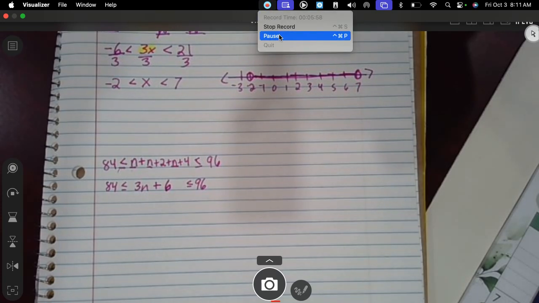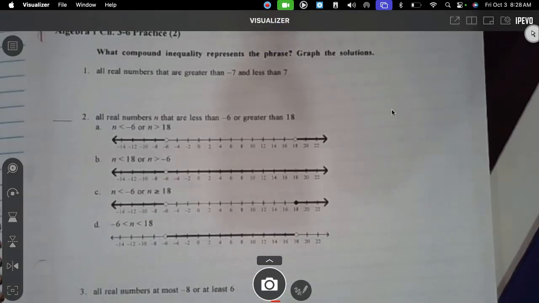But that's how you set that one up for anybody that was needing help. This lesson, but I'm going to do the paper with you.